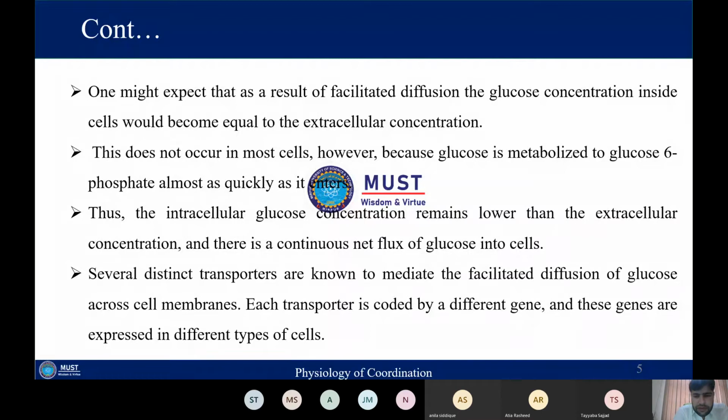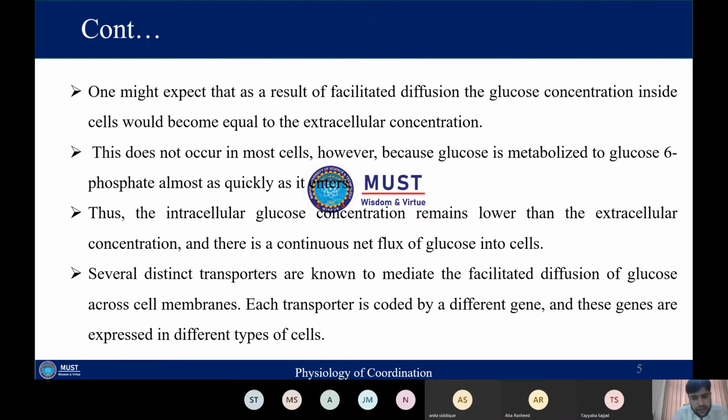There are different transporters involved in the movement of glucose across the membrane. As I have told you, GLUT2 is one of them, GLUT4 is another molecule. These are the glucose transporters which transport glucose from the extracellular side of the membrane to the intracellular side. And as these transporter molecules are carrier molecules, they are protein in nature, and these proteins are encoded by genes. As all of you know, proteins are formed by genes.